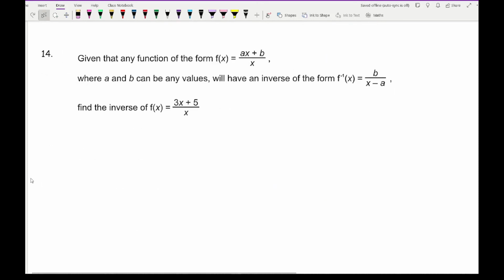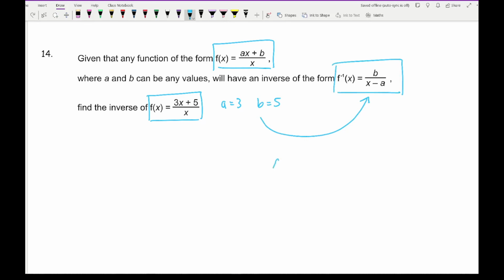Moving on to question 14, it says, given that any function of the form ax plus b over x, where a and b can be any values, will have an inverse of the form b over x minus a. Find the inverse of f of x when f of x equals this. So looking at this, what we want to do is compare this to this, in which my a equals 3, comparing the coefficients, and b equals 5. From this, what we then need to do is substitute those numbers into this, in which then I get my inverse function of x equaling 5 over x minus 3.